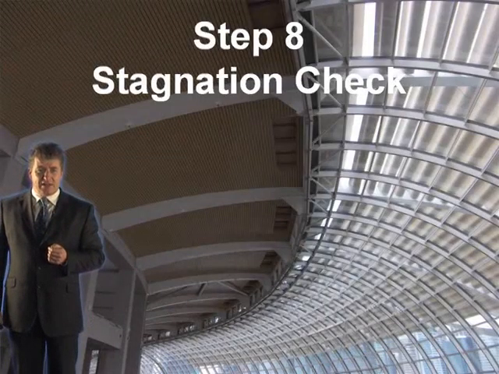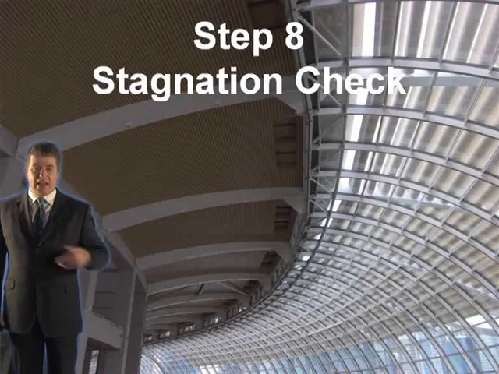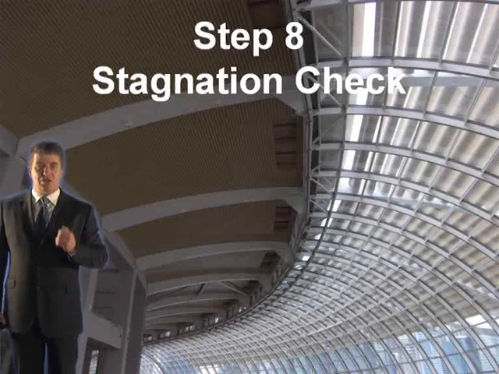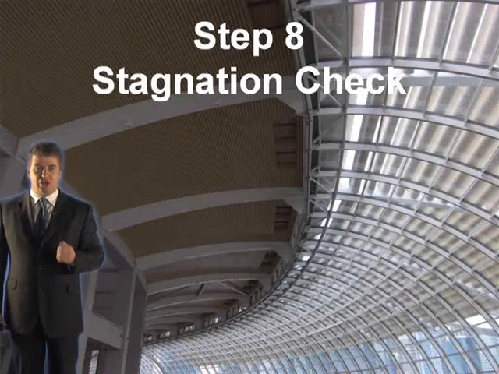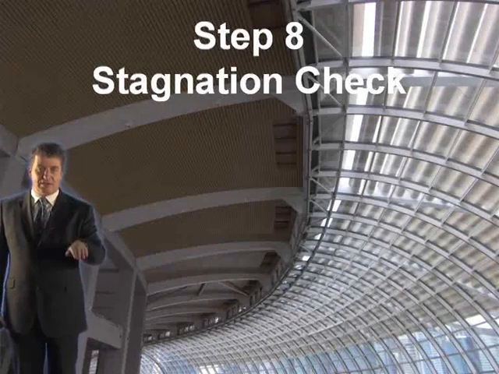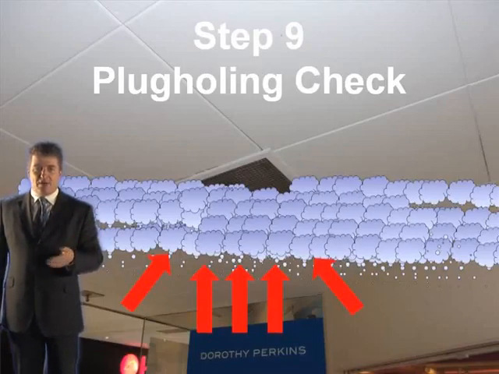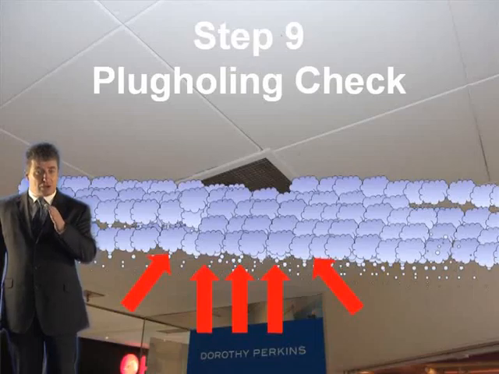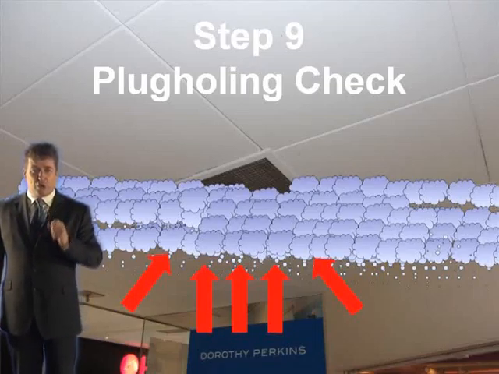Now, where do you locate these ventilators? Well, before you do this, you carry out step 8, which is the stagnation check. Well, again, the stagnation check only applies to natural ventilation. We're using mechanical extraction, so you can ignore this step. You don't have to carry out step 8. Let's move on to the next step, though, the plug holing check. Now, this does apply to both natural and mechanical ventilation. You've still got to apply it with mechanical ventilation. You've got to check the plug holing.